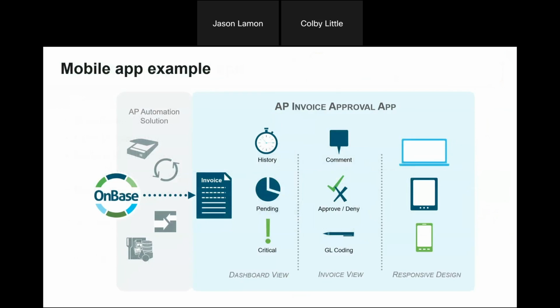They can also add and edit GL coding lines, which, as I mentioned, uses data lookups to pre-populate these values within drop-down lists, so you don't have to remember them all. And the AP Invoice Approval app is mobile responsive, meaning it can be used with a desktop, tablet, or smartphone device.